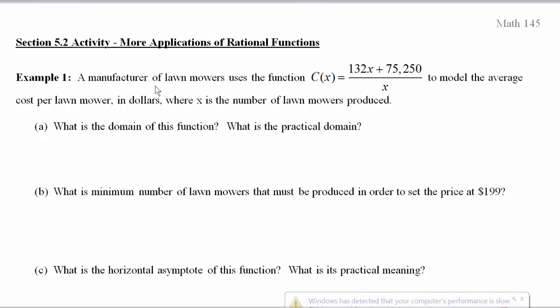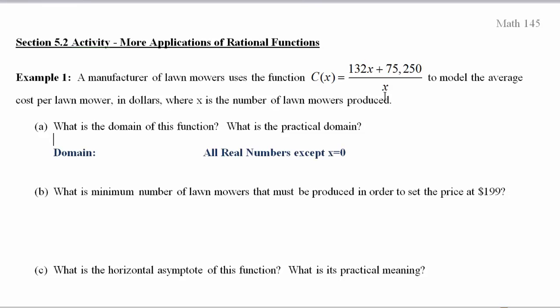The first question says, okay, we have a manufacturer of lawnmowers and they use this function, where the average cost will be equal to 132 times the number of lawnmowers plus 75,250 divided by X, or the number of lawnmowers produced. What is the domain? Well, looking at this function, X can take any value except 0, right? Because we can't have division by 0. So the domain is all real numbers except X equals 0.